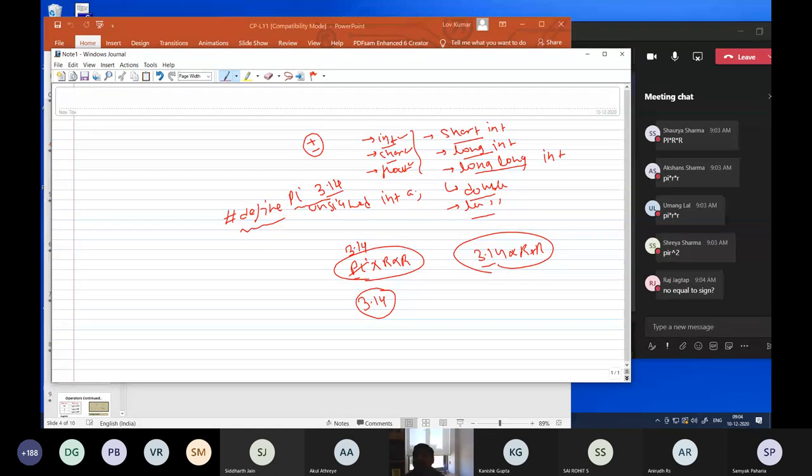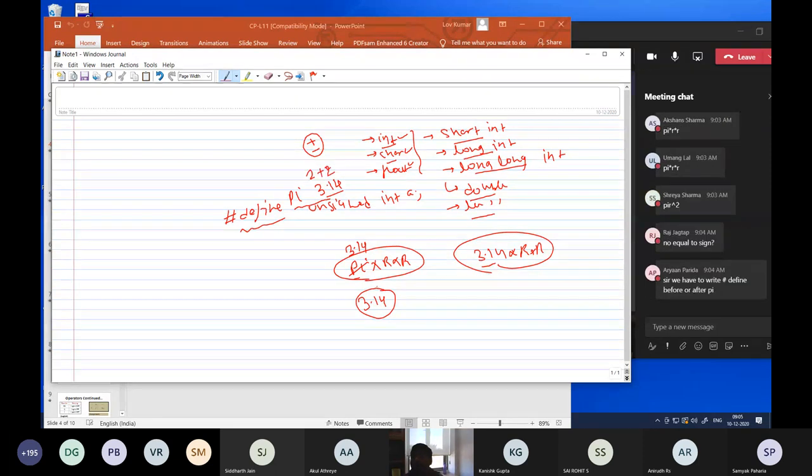Here we do not write any equal sign; simply write #define pi 3.14. And this is also called the macro definition. If you write pi equal to 2 plus 2, it will simply be replaced with 2 plus 2.